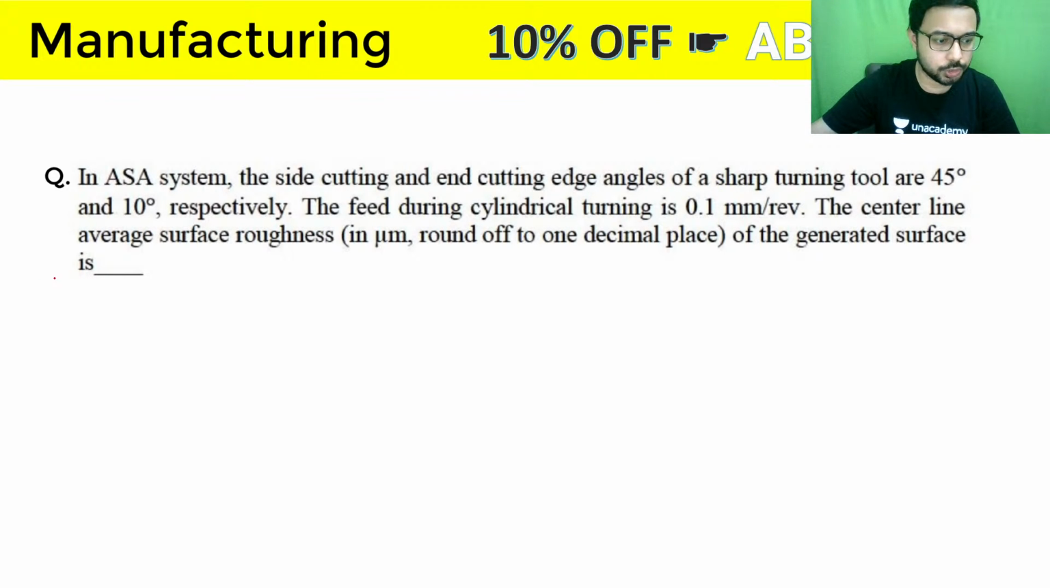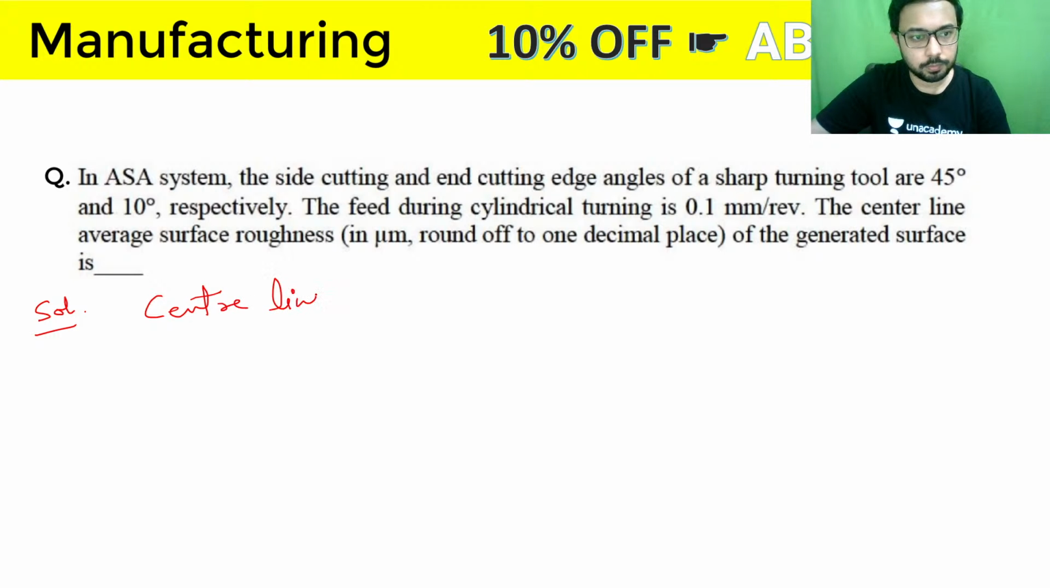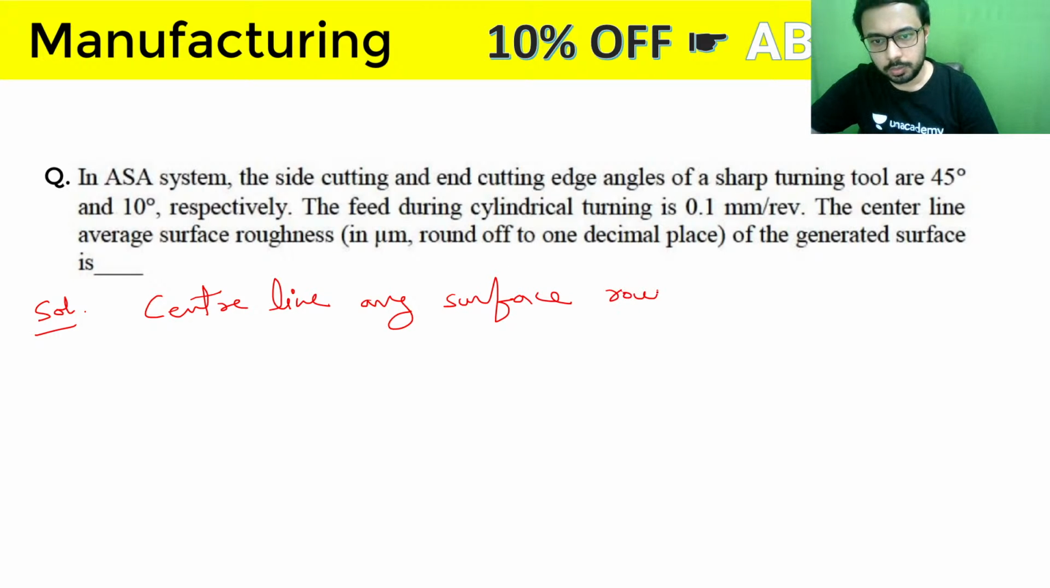So to do this question, we will see what type of formulas we will be needing here. So center line average surface roughness is equal to h by 4.